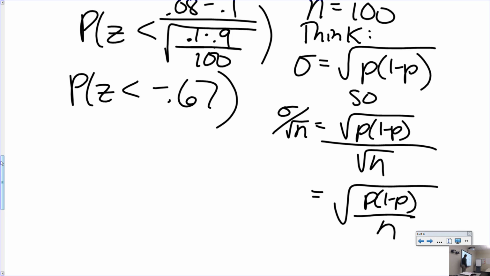Because I was weird. Anyways, so now once you get it converted into a z, now you can just look up the number in the table, and we're all good to go, right? So what is the probability that z is less than negative 0.67?